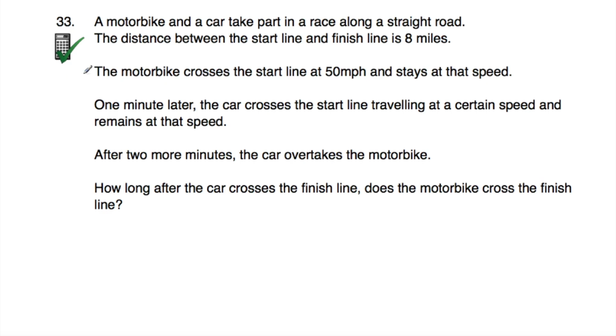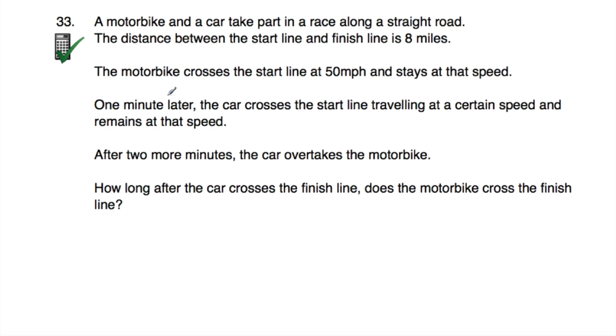Okay, let's look at our last question, question number 33. So question number 33 says, a motorbike and a car take part in a race along a straight road. So there's a straight road and they're taking part in a race. The distance between the start line and the finish line is 8 miles. So it's an 8-mile race. The motorbike crosses the start line at 50 miles per hour and stays at that speed. So the motorbike crosses the starting line at 50 miles per hour and it stays at that speed the whole time. So a whole 8 miles.